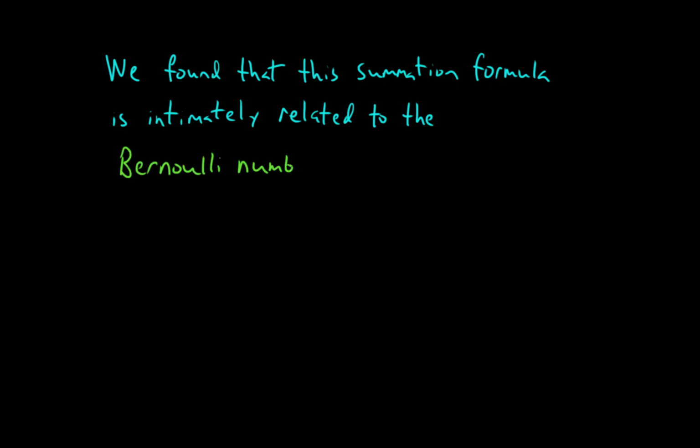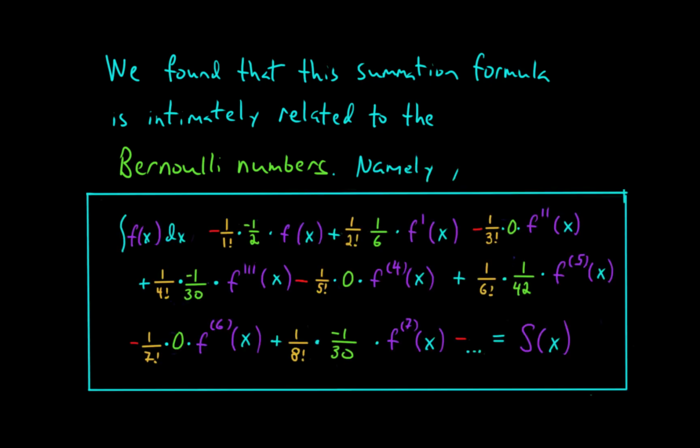Namely, the Euler MacLaurin summation formula says that s of x equals the integral of f of x dx minus 1 over 1 factorial times negative 1/2, that's b sub 1, times f of x, plus 1 over 2 factorial times 1/6, that's b sub 2, times f prime of x, minus 1 over 3 factorial times 0, that's b sub 3, times f double prime of x, plus 1 over 4 factorial times negative 1 over 30, that's b sub 4, times f triple prime of x, and so on.